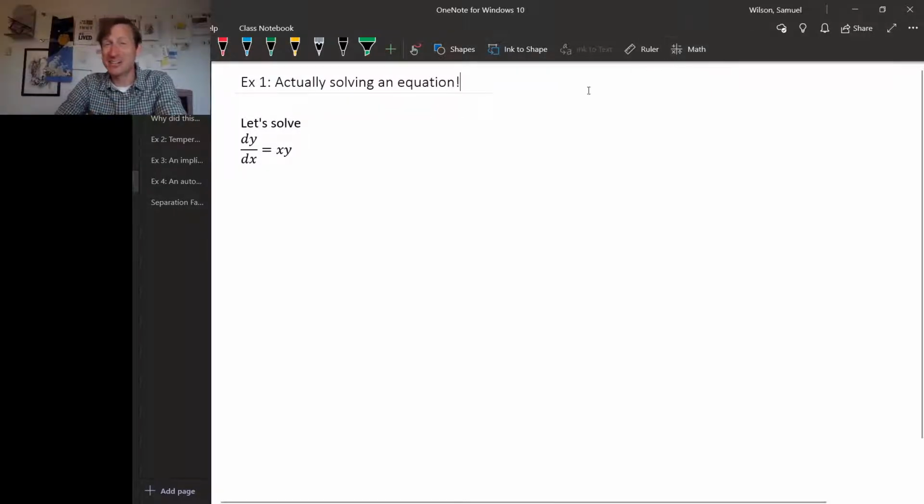The time has come to actually start solving some differential equations. So to begin with, let's try solving this differential equation, dy dx equals x times y.